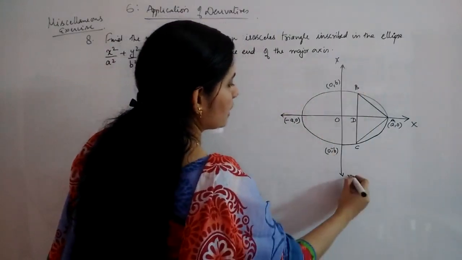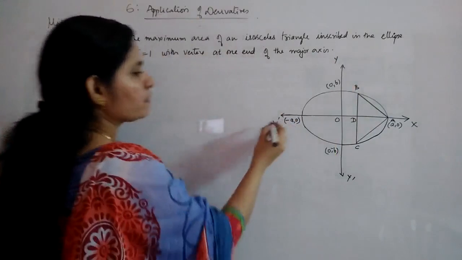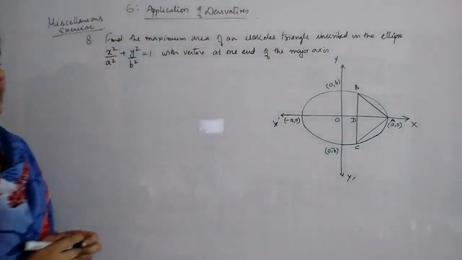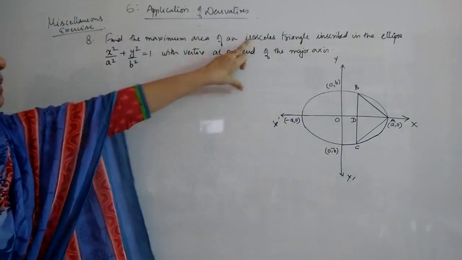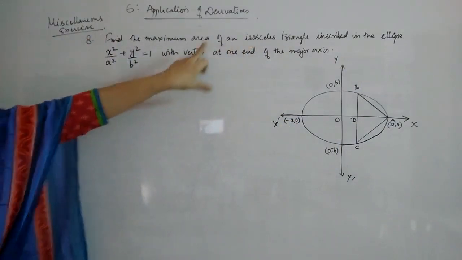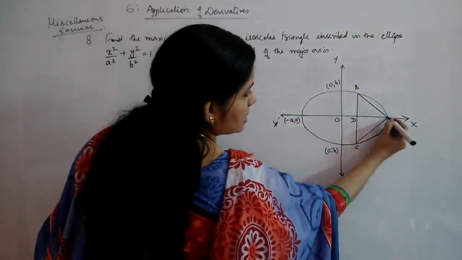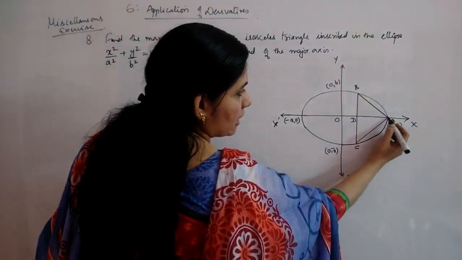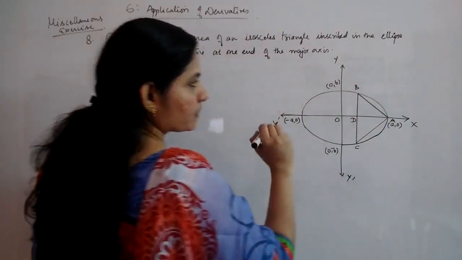X dash, y dash, x. So the major axis is on the x-axis. We have to take the isosceles triangle in such a manner that the vertex is touching one end of the major axis. Suppose that be A. So A is the one vertex of the isosceles triangle. The remaining vertices are here, B and C.